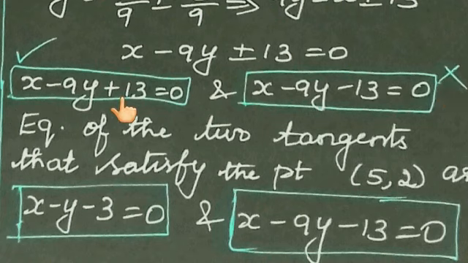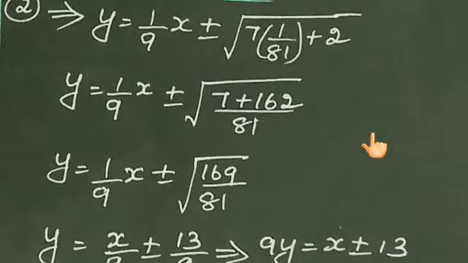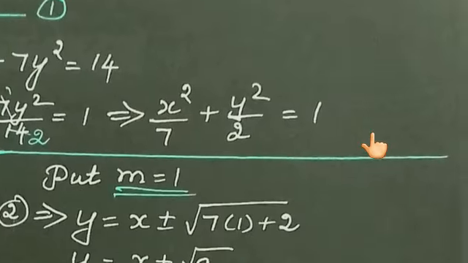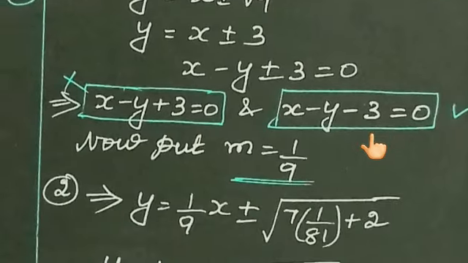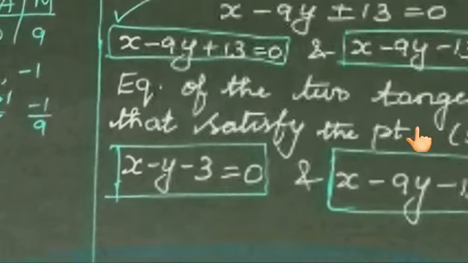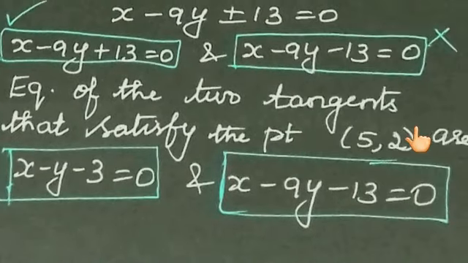So consider this equation. Already x minus y minus 3 is equal to 0 satisfied, that is the other one we got. X minus y minus 3 is equal to 0. And now, when m is equal to 1 by 9 is substituted, the equation x minus 9y plus 13 is equal to 0 gets satisfied.